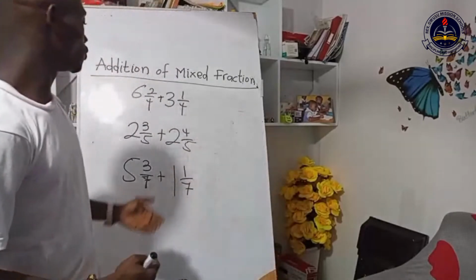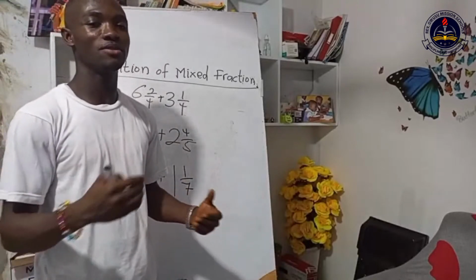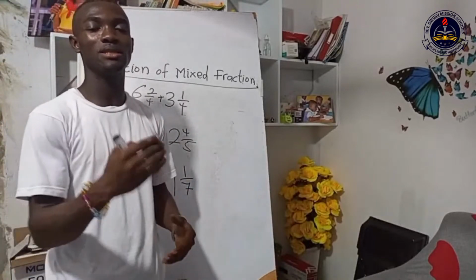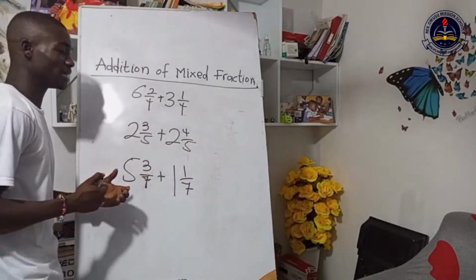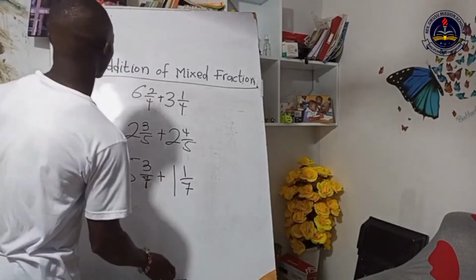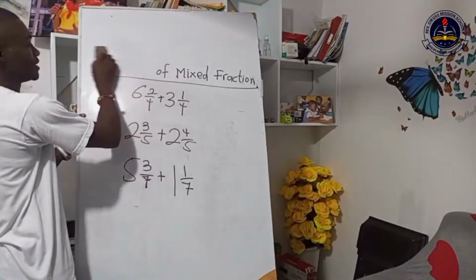Now we want to subtract mixed fractions. How to subtract mixed fractions in the shortest and the simplest way. We are going by the same method, just that the signs may change. So we are moving from addition to subtraction.